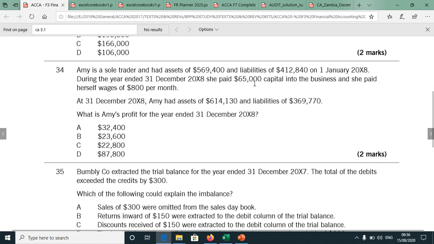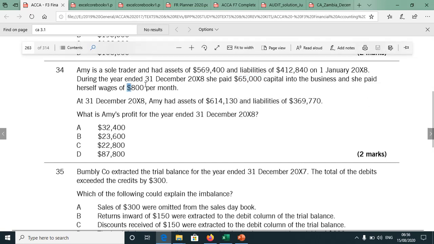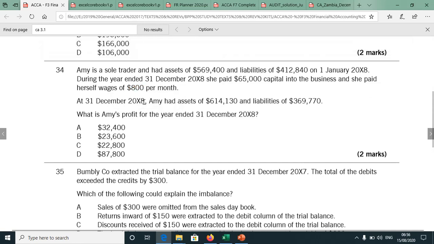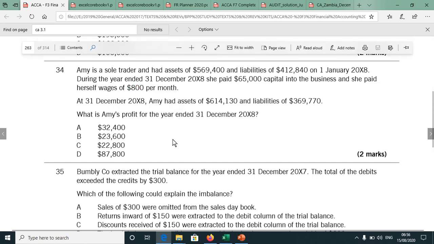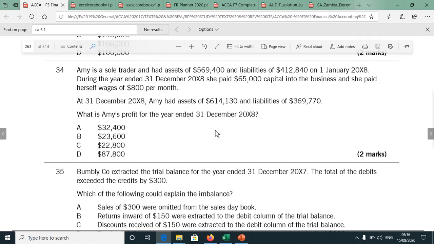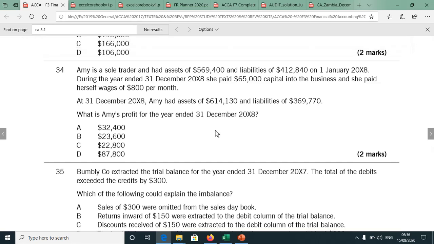During the year, she paid 65,000 into the business, which is capital introduced, and then she paid herself wages of 800 per month. She needs to survive. All right, so we need to multiply that figure by 12 to find the total amount withdrawn during the year. At 31st December, the figures for assets and liabilities are given again so that we can find what we call the profit there, or the closing capital.